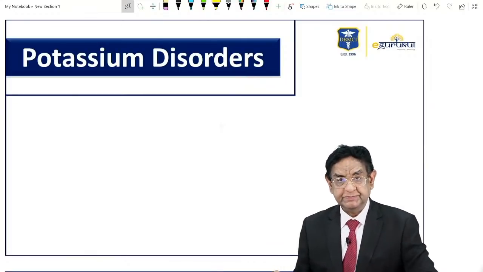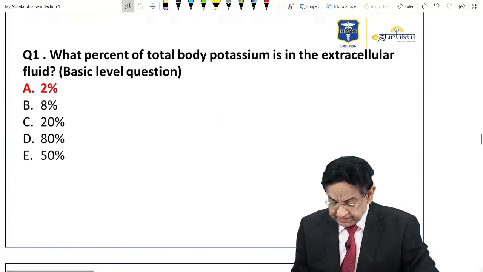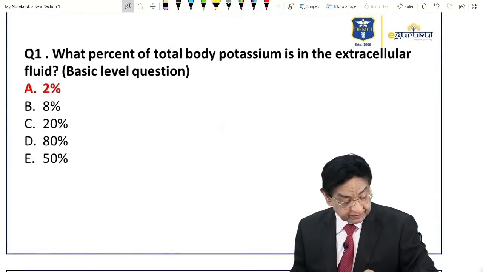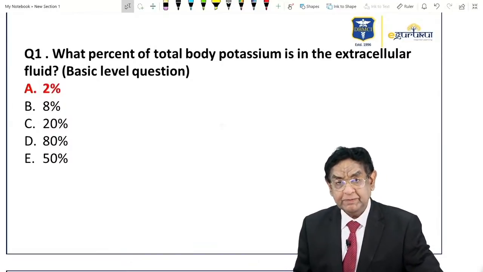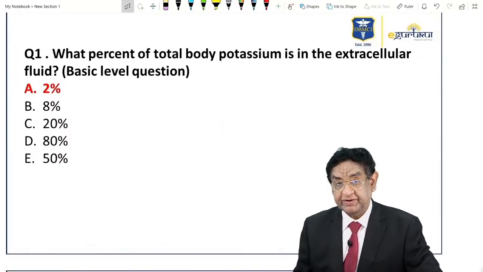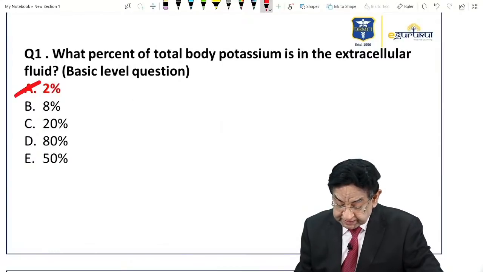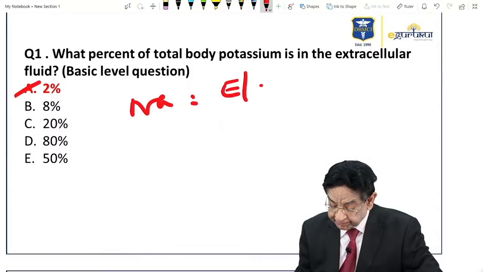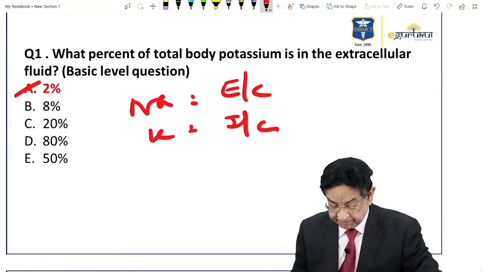Potassium disorders are a very commonly asked question throughout the world. There are two basic questions that are very essential to know. What percentage of total potassium is in the extracellular fluid? Very basic: it is 2%. Sodium is primarily extracellular. Potassium is primarily intracellular. Let's read more about the basic concept of potassium.